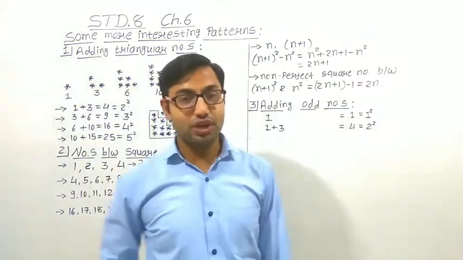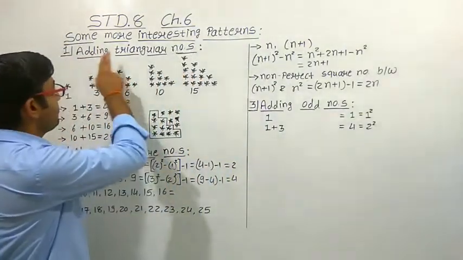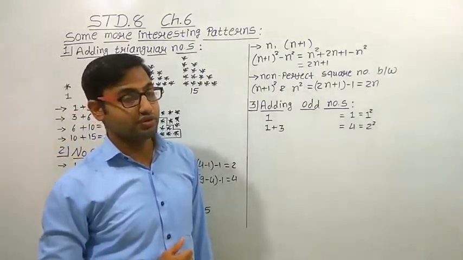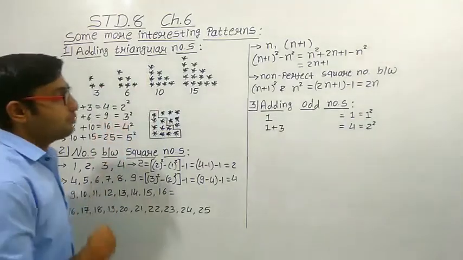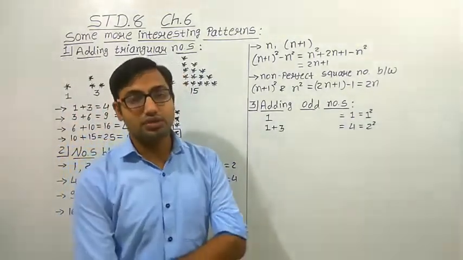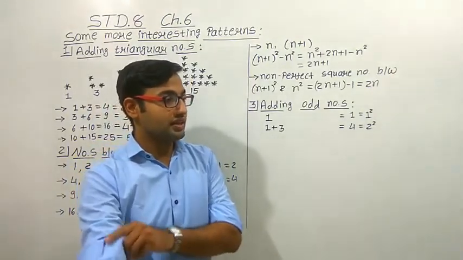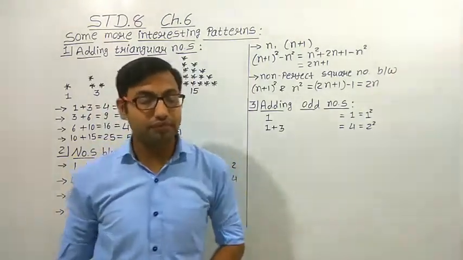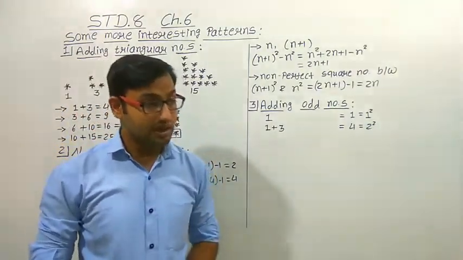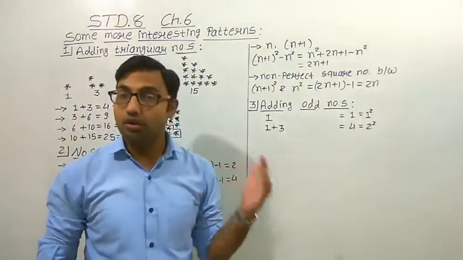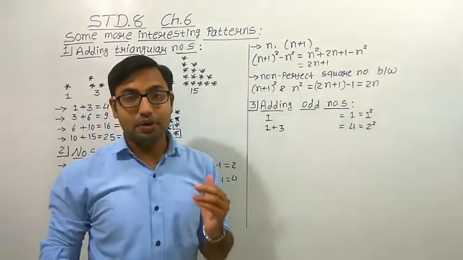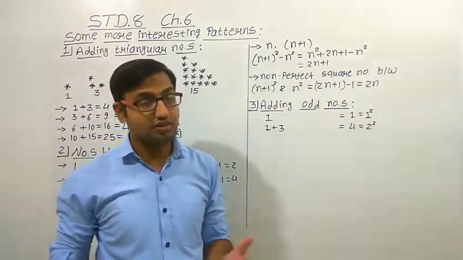Hello students, today we will study some more interesting patterns in squares and square roots. This is the topic of standard 8, chapter number 6, square and square roots. In the previous class we studied when we can say a number is a perfect square number, some of the properties of perfect square numbers, and how we can identify whether a given number is a perfect square or not. Now, there are some interesting patterns in the perfect square numbers. So let us study one by one.